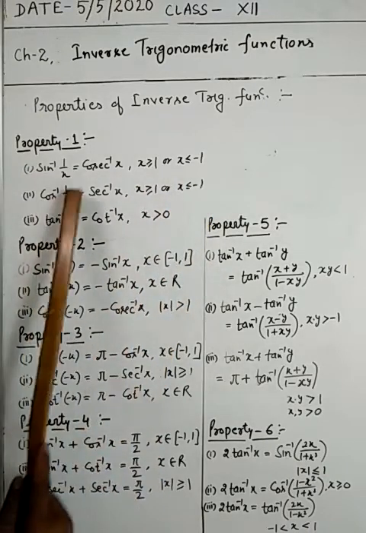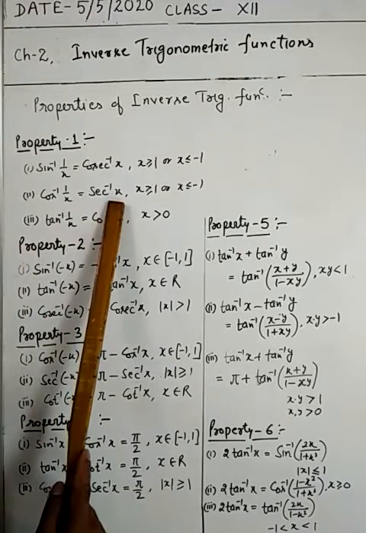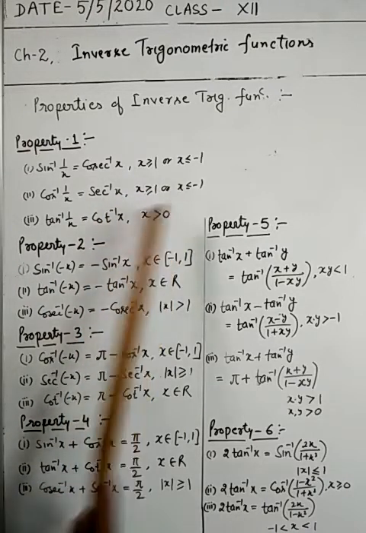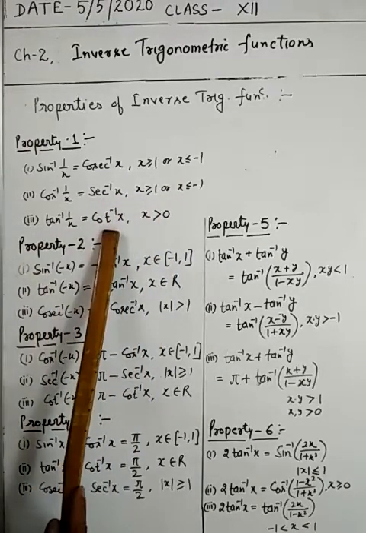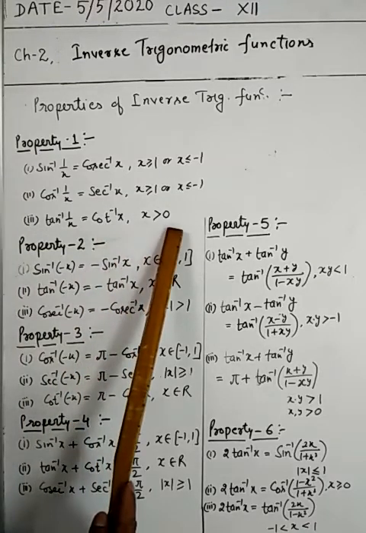Similarly, cos inverse 1 upon x equals sec inverse x. The condition is the same. Tan inverse 1 upon x equals cot inverse x, where x is greater than or equal to 0.